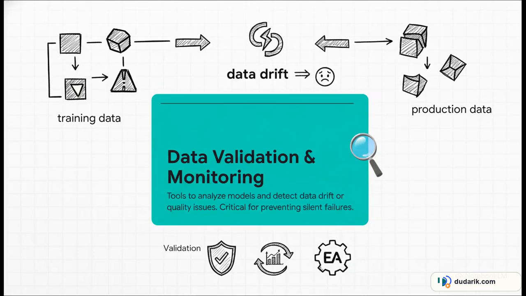Okay, next up, data validation. This is so critical. Your model's performance is completely tied to the quality of the data it sees in production. If that data starts to look different from what you trained it on, that's a problem we call drift. Your model's performance will quietly degrade and you might not even notice. A fantastic open source tool for catching this is Evidently AI.